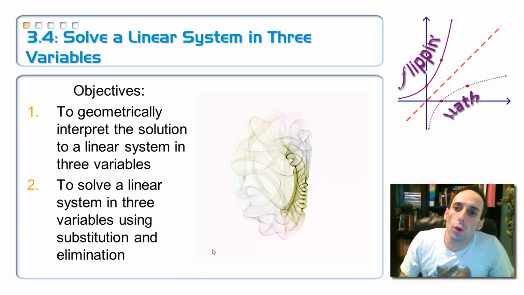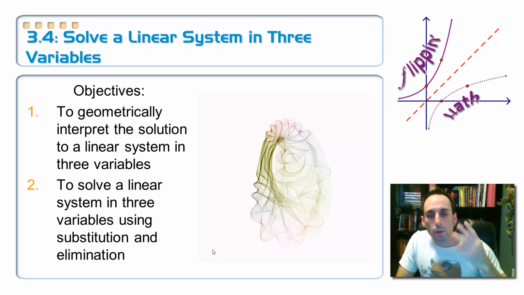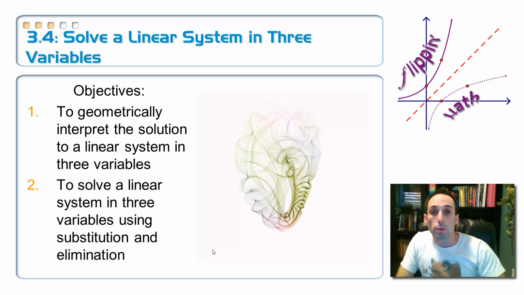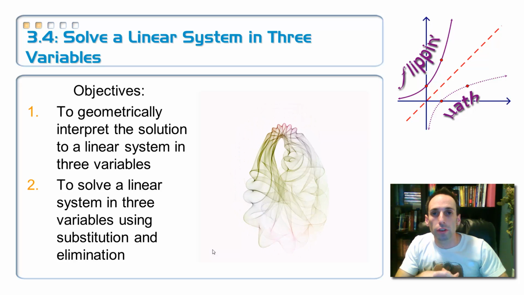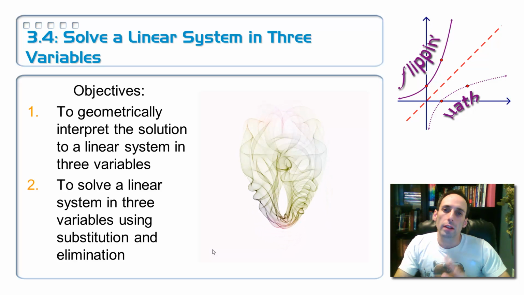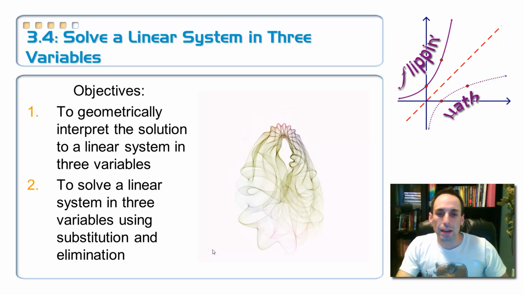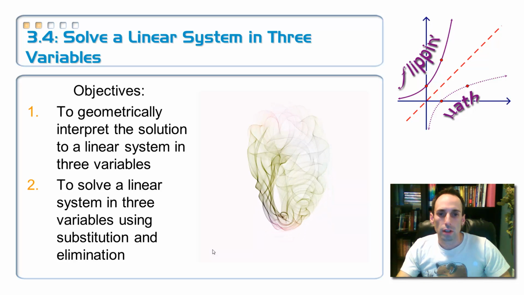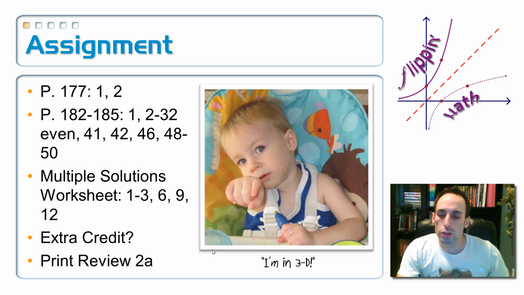Anyway, so what we covered here is solving a linear system in 3 variables and interpreting what that looked like geometrically. We're talking about 3 intersecting planes and all the different ways that they could intersect. And then finally solving that linear system either by substitution or elimination. And I threw this animated GIF in here just because it takes place in 3 dimensions and it looks pretty sweet. So finally, here's your assignment.